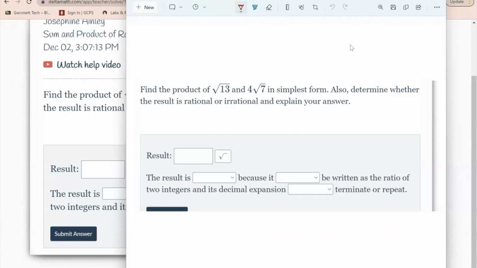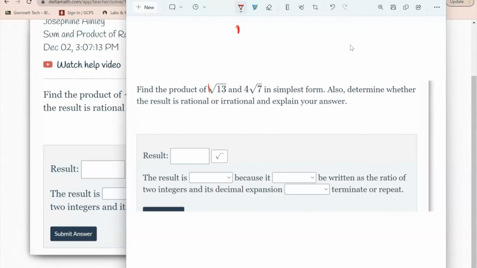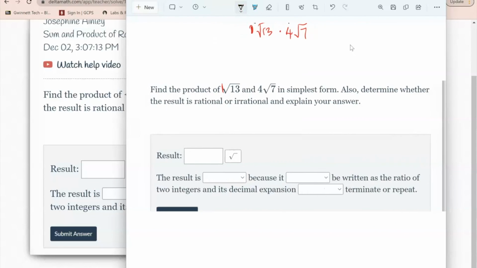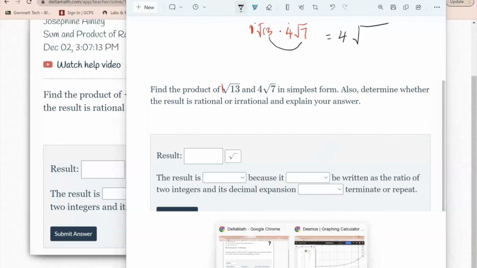I got to multiply them out like I was doing before. So there's an invisible 1 right here. So this is 1 radical 13, excuse my bad handwriting, times 4 radical 7. All right, so multiply the outsides. 1 times 4 is 4. Multiply the insides, 13 times 7. And just pull up a calculator and do it with a calculator.